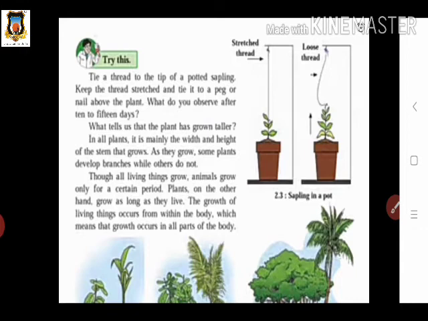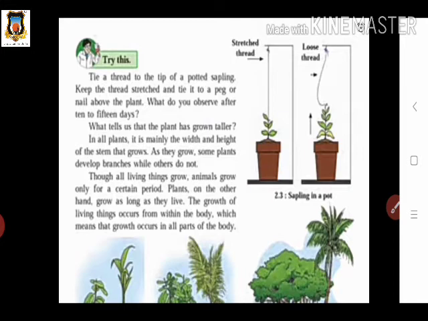In a plant, what happens when the plant grows? The height and width of the stem increase, the stem gets bigger and its branches also increase, or branches also develop on this main stem. Due to this the height of the plant increases. So when the height of the stem of the plant increases, then we say that the plant grows.